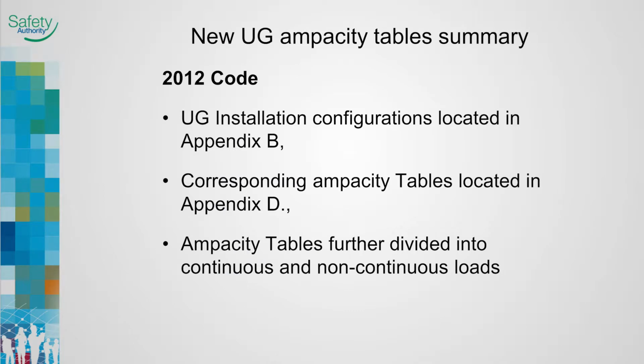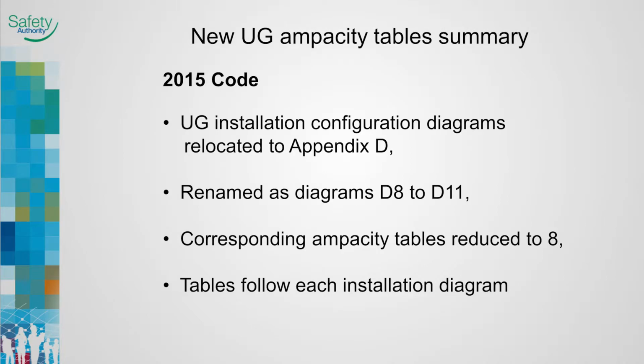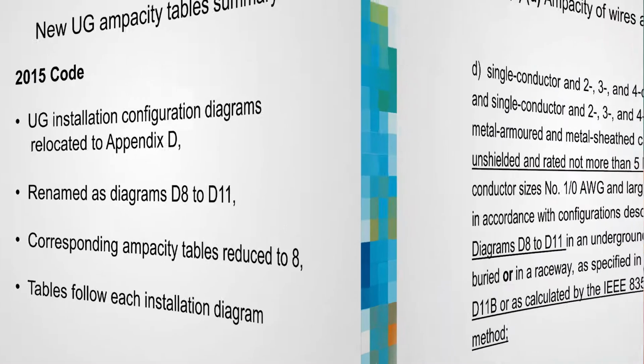In the 2012 code, underground installations were based upon tables located in Appendix B and Appendix D and were divided into continuous and non-continuous loads. In the 2015 code, underground installation configurations in Appendix B were relocated to Appendix D and were correlated with streamlined ampacity tables.